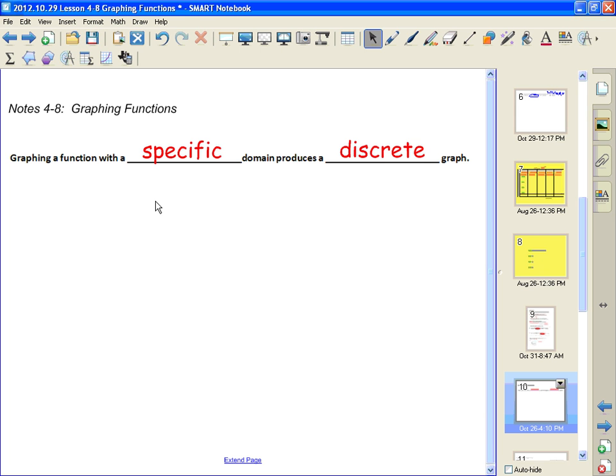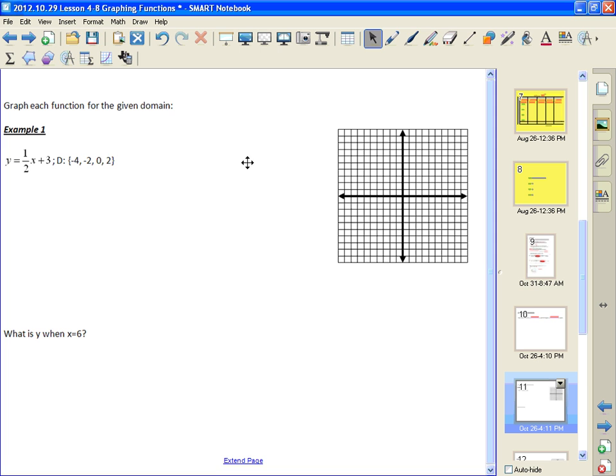If you were given a specific domain, what would that be? Specific x values. If you're given specific x values, then you will have a discrete graph, is basically what that sentence is saying. So when we look at example 1, it says graph each function for the given domain. The function is y equals 1/2 x plus 3, and the domain, which is what the little d represents, is -4, -2, 0, and 2.